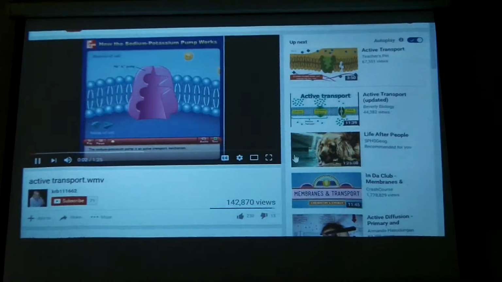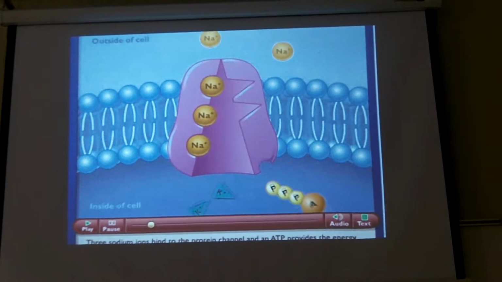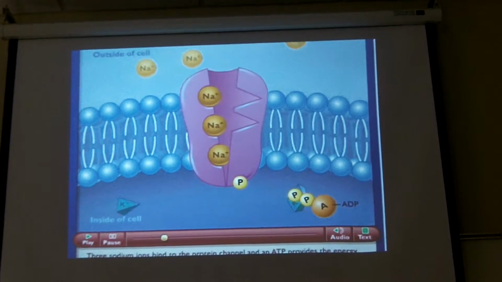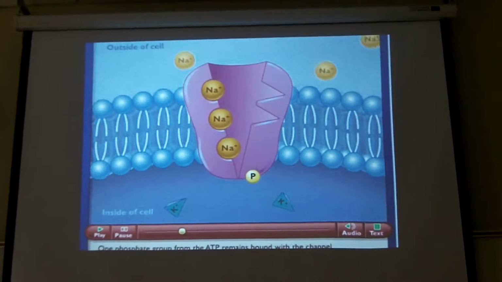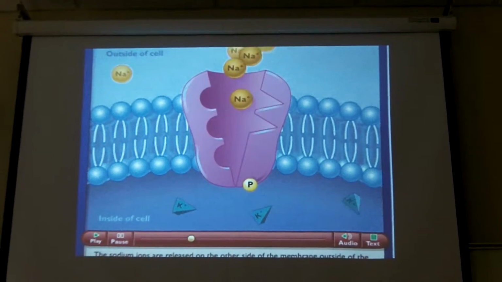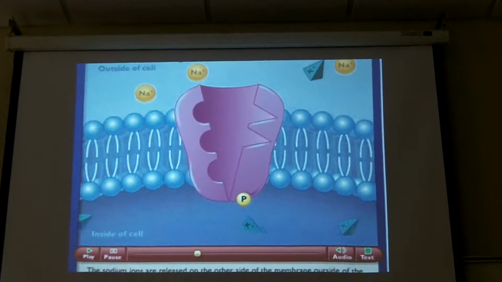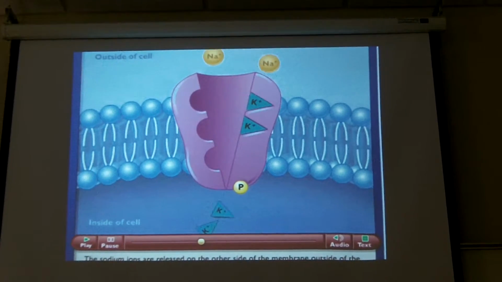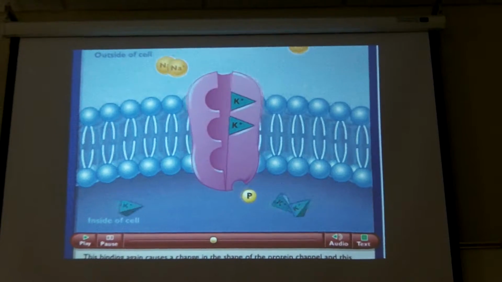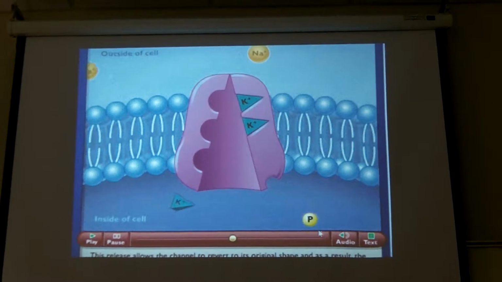The sodium-potassium pump is an active transport mechanism. 3 sodium ions bind to the protein channel, and an ATP provides the energy to change the shape of the channel that in turn drives the ions through the channel. One phosphate group from the ATP remains bound with the channel. The sodium ions are released on the other side of the membrane outside of the cell, and the new shape of the channel has a high affinity for potassium ions, and 2 of these ions now bind to the channel. This binding again causes a change in the shape of the protein channel, and this conformational change releases the phosphate group on the cytoplasm side.